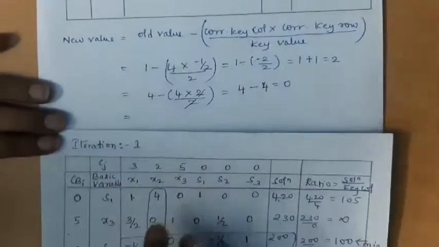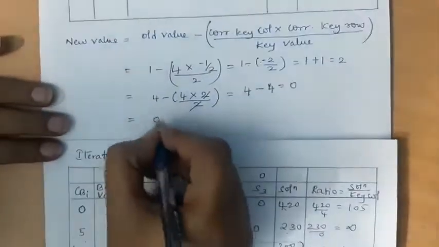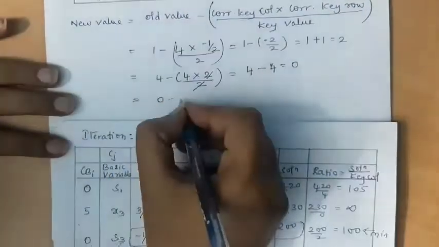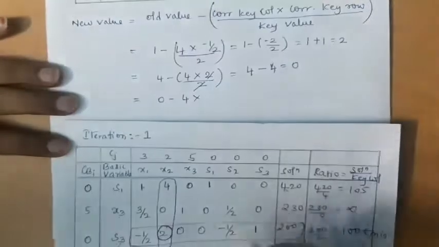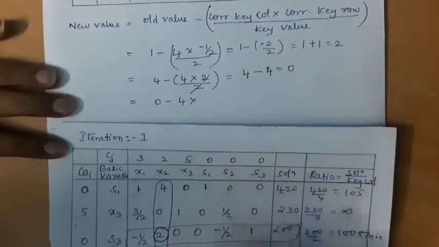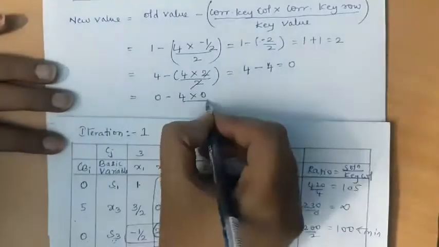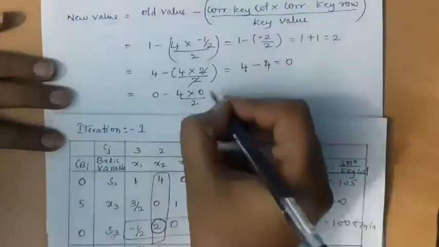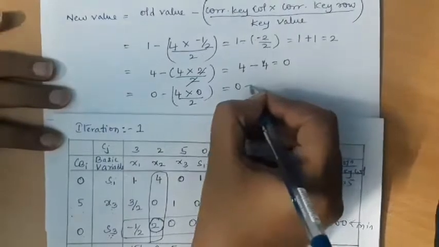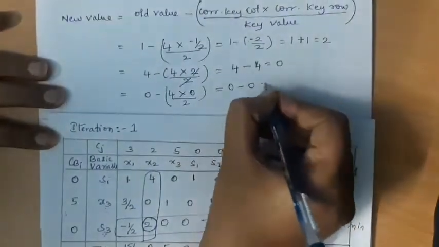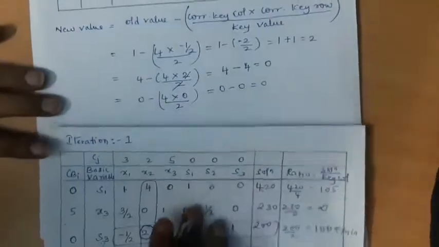Next old value is 0. So 0 minus the corresponding key column value, which will be 4 only, 4 into the corresponding key row value. For 0, the opposite value in the key row is 0. Into 0 divided by the key value 2. So here 0 minus 4 into 0 is 0, 0 divided by 2 is 0. So 0 minus 0 is equal to 0. So assign 0.